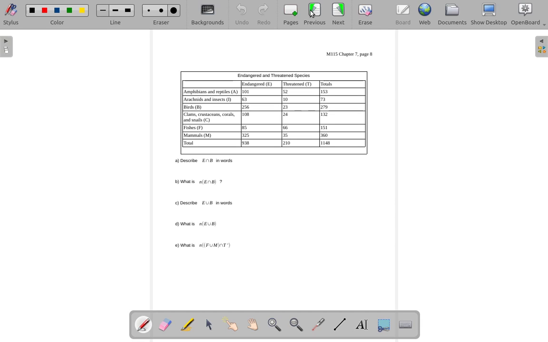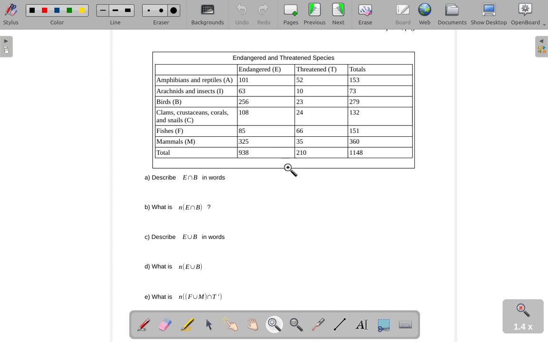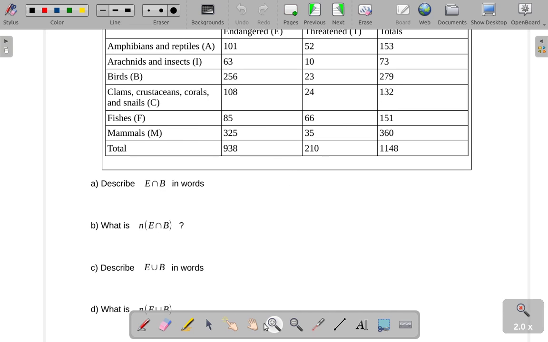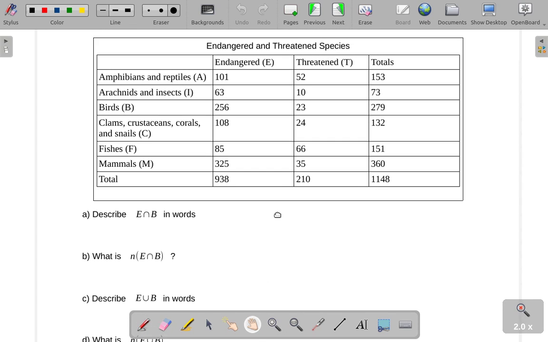Here we have an example of sets that do not contain numbers. These sets contain, well, individual species. This is a list that talks about the endangered and threatened species of a couple of various groups. So it looks like in this chart we're only talking about endangered and threatened.